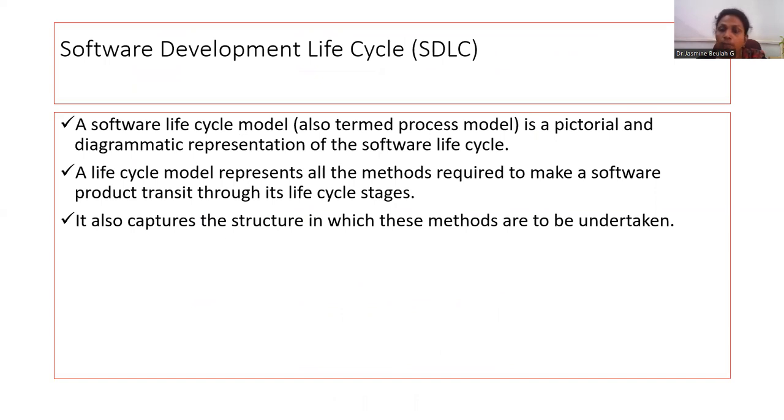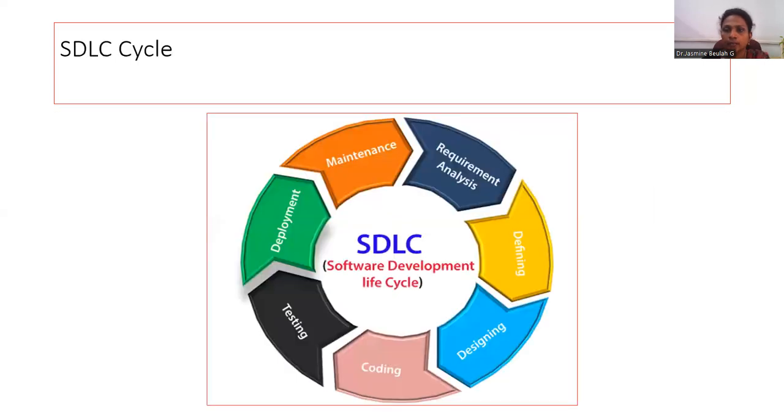So in order to build the software system, we need to follow a life cycle called a software development life cycle. And this software life cycle model is a pictorial and diagrammatic representation of a software life cycle. And this life cycle model represents all the methods required to make a software product transit through its life cycle stages. And it also captures the structure in which these methods have to be undertaken.